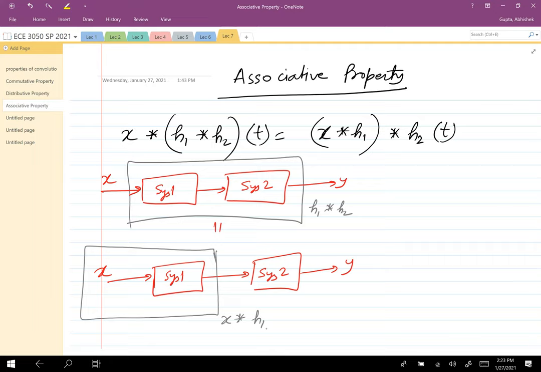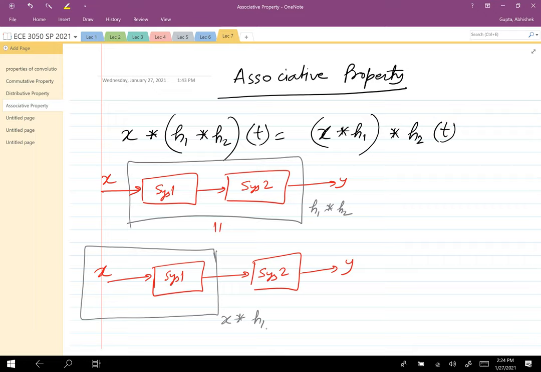Remember that this convolution equation holds only for the LTI system, which means that if the input is X and the impulse response is H, then the output is X convolution with H. So if you are composing LTI systems, you will get an LTI system because of these properties. Okay. Any questions on the properties of convolution? We talked about three different properties of convolution: commutative, distributive, and associative.